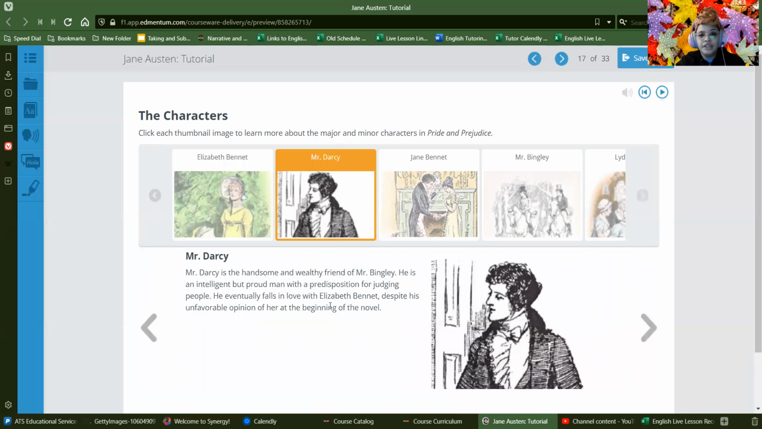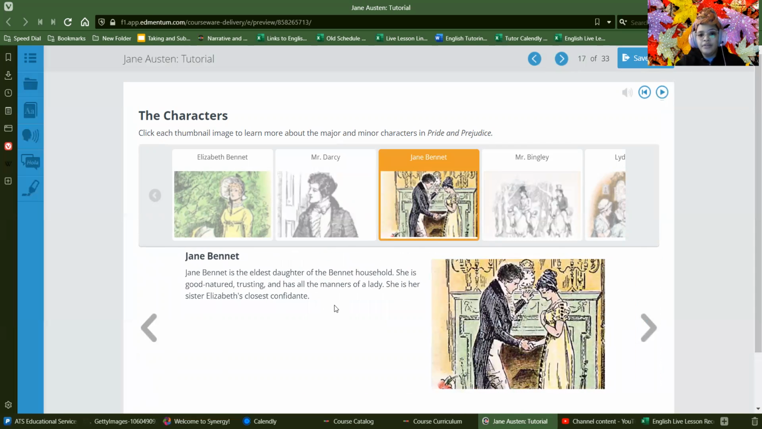Mr. Darcy is the other main character. He's the handsome and wealthy friend of Mr. Bingley. He's an intelligent but proud man with a predisposition that means he's biased towards judging people. He does eventually fall in love with Elizabeth Bennet despite his unfavorable opinion of her at the beginning of the novel. So they eventually get together.